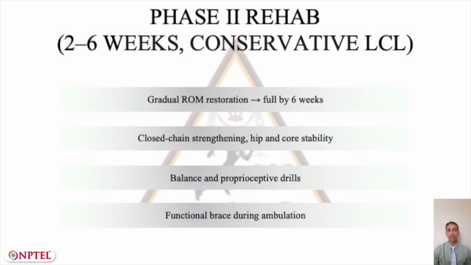In this phase, range of motion exercises are gradually introduced, aiming for full motion by week 6. Strengthening shifts to closed chain drills like mini squats. Core and hip strengthening are emphasized. Glute bridges are an exercise that can be done once the range of motion of the knee is till 90 degrees.